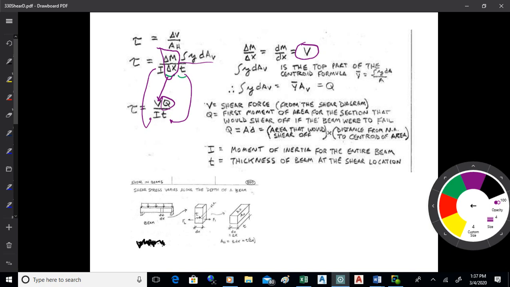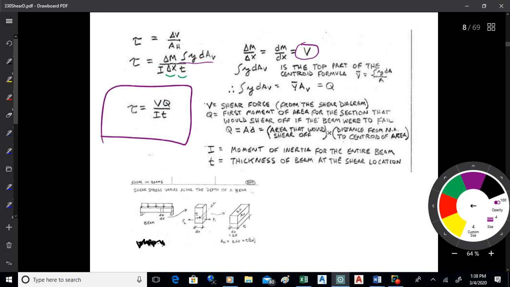So what you get down to then is the formula to find a shear stress. It's tau, the shear stress, is the shear off the shear diagram, times this first moment of area, divided by I and divided by t. I is the moment of inertia for the entire beam. t is the thickness of the beam. Okay. So there's the shear formula. Again, that's another important one when we design and analyze beams.